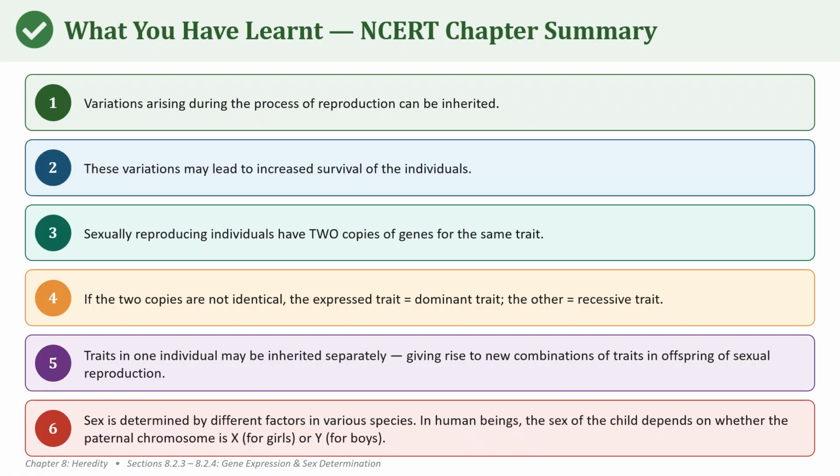So what have you learned from this chapter, children? Variations produced during reproduction can be inherited, and genes control traits by producing proteins, that we saw. Also, body cells have two copies of each gene. Gametes have one copy due to meiosis, and chromosomes carry genes. Humans have 23 pairs of chromosomes, and females are XX and males are XY. The father determines the sex of the child.